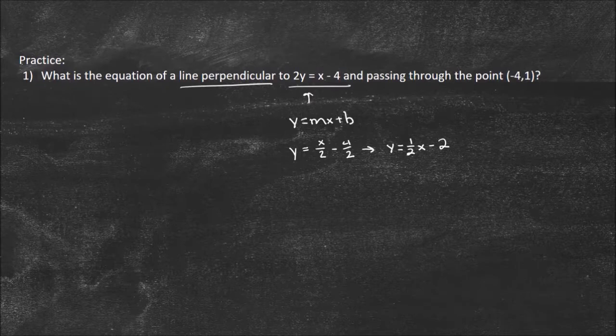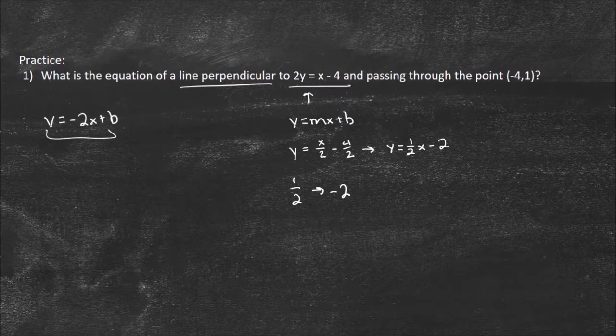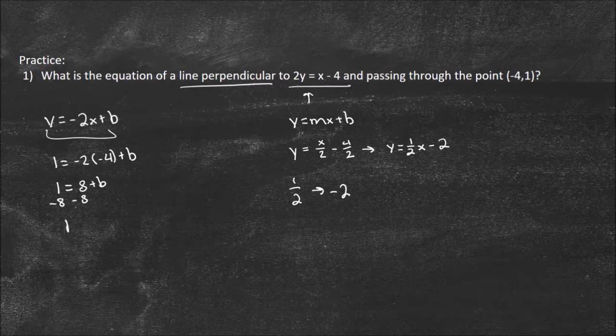And now let's think about the slope of the perpendicular. Well, the slope of the original is 1/2. I need the negative reciprocal, so what do I need to multiply 1/2 by to get to -1? That's going to be -2. So that's the slope of my new line. So right now the new line, I have y equals -2x plus b. I don't know what b is, but I'm given a point that this line has to go through. So when x is -4, y has to be 1, so I can plug that in and say 1 equals -2 times -4 plus b, and so that's 1 equals 8 plus b. Subtract 8 from both sides, we get b equals -7.